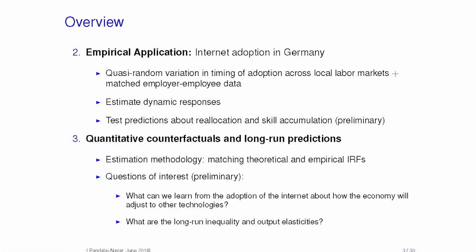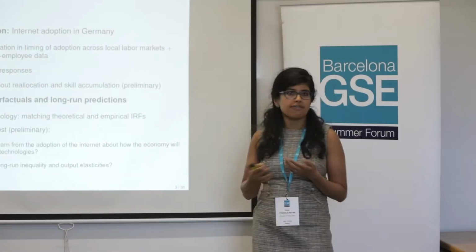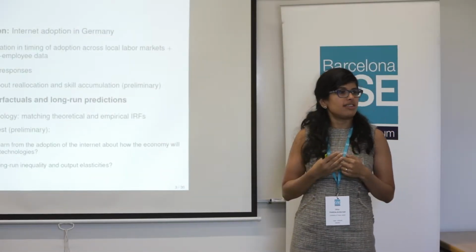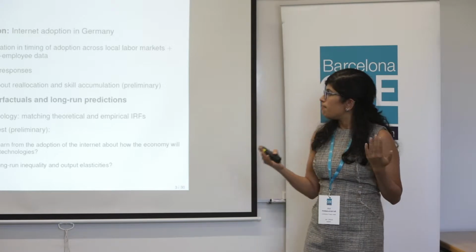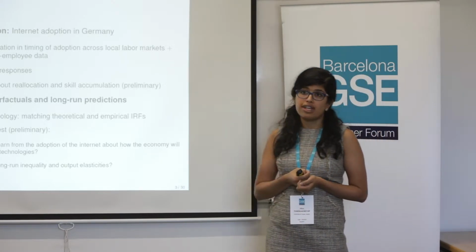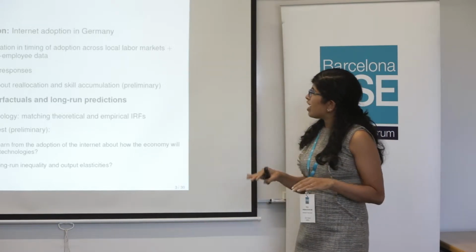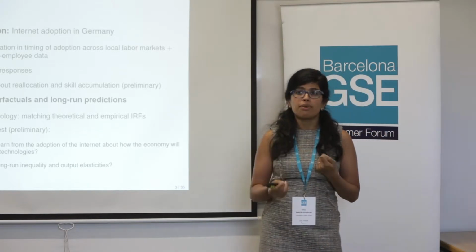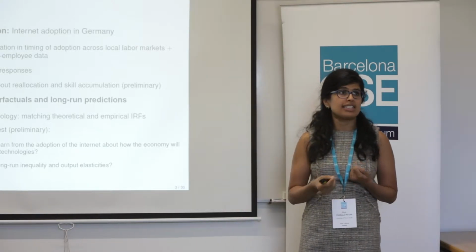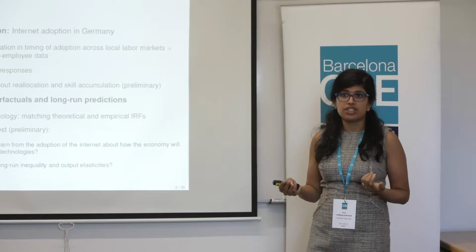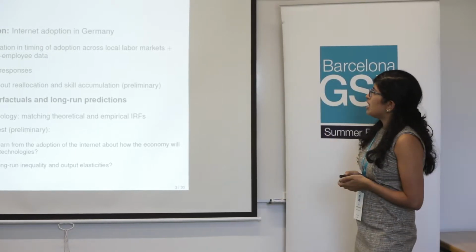Okay, and on the empirical side, our shock is going to be the adoption of high-speed DSL internet in Germany. It turns out that because of exogenous, predetermined things about the German telephone network, there's quasi-random variation in the timing of the adoption of high-speed DSL internet across German regions. And I'll go into much more detail about this.